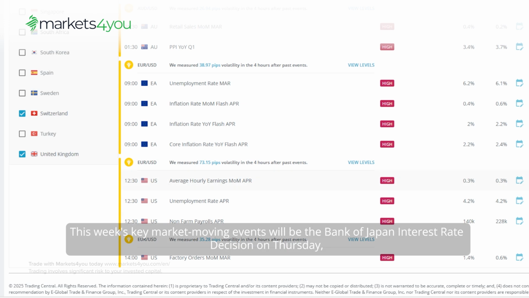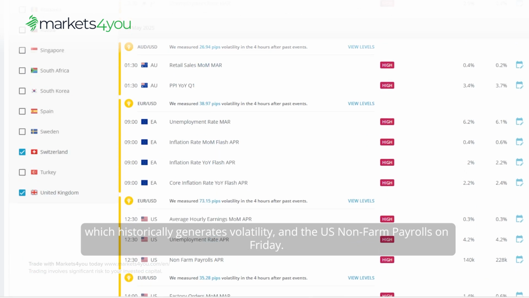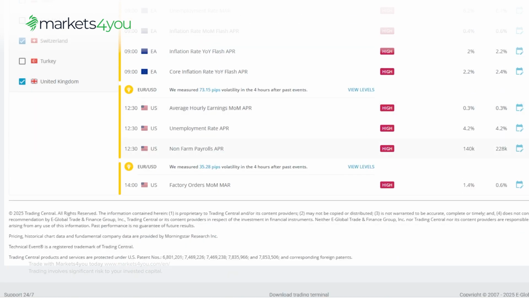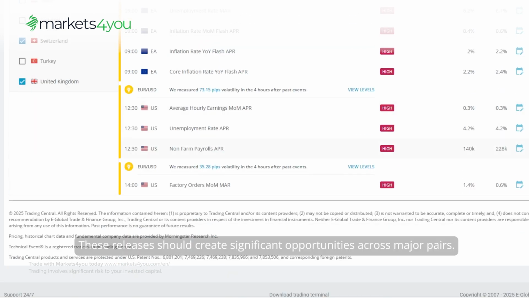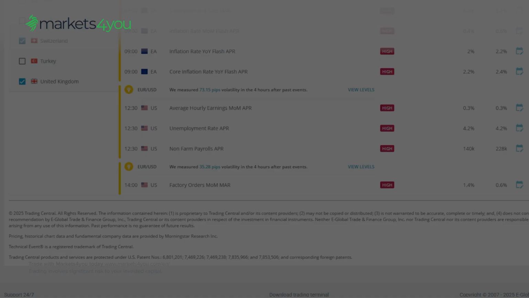This week's key market-moving events will be the Bank of Japan interest rate decision on Thursday, which historically generates volatility, and the US Nonfarm Payrolls on Friday. These releases should create significant opportunities across major pairs. Now, let's go to the technical analysis.